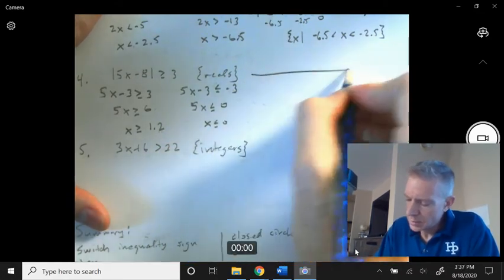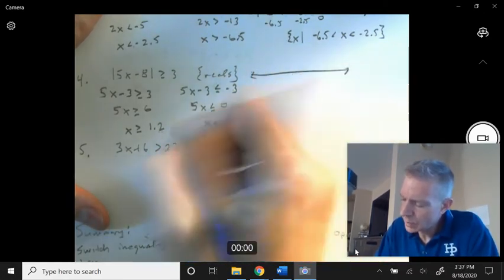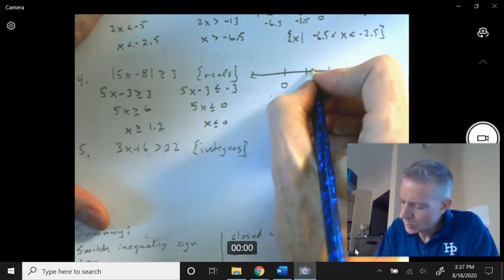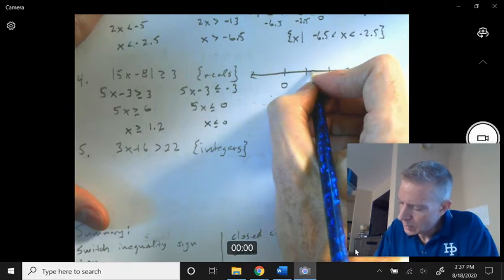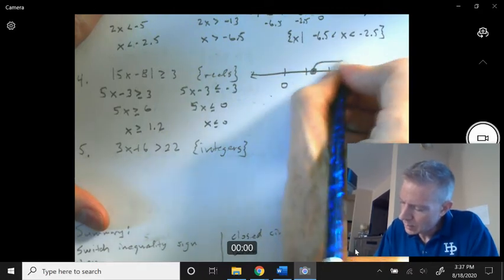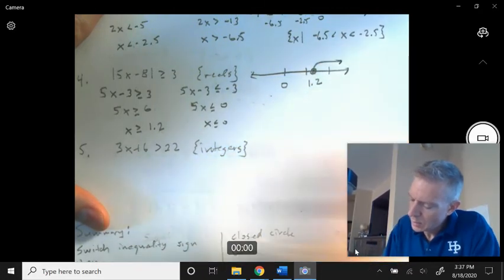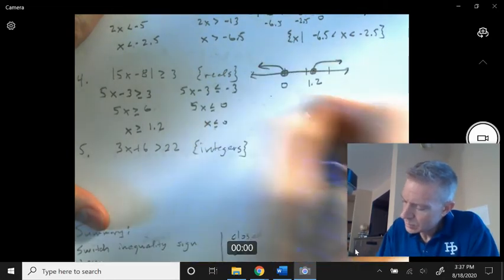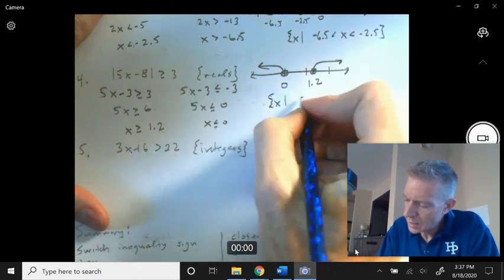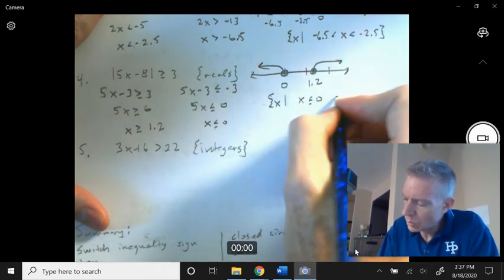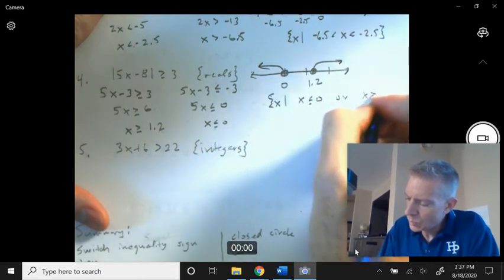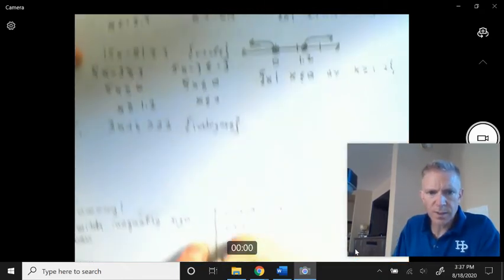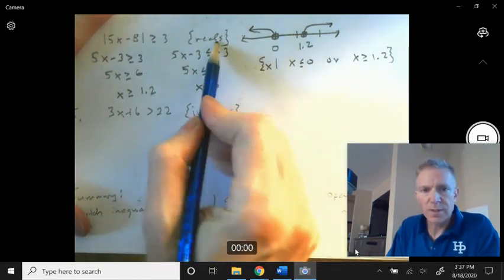So on the number line, we've got x is greater than or equal to 1.2. It's going to be about here. We want greater than, and less than or equal to 0. So the set of all x such that x less than or equal to 0 or x greater than or equal to 1.2. These were all over the set of real numbers.